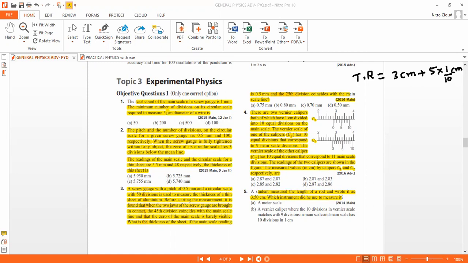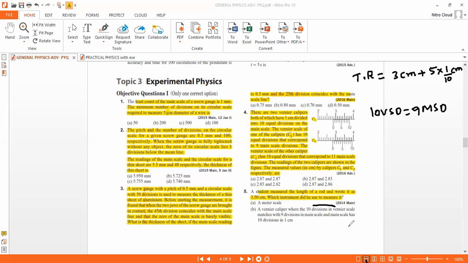So here we are having a vernier caliper where 10 divisions in the vernier scale match with 9 divisions. That means 10 VSD equal to 9 MSD.